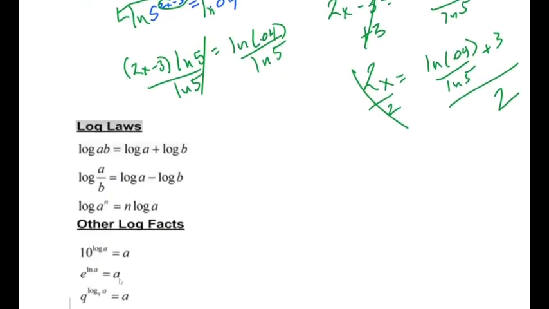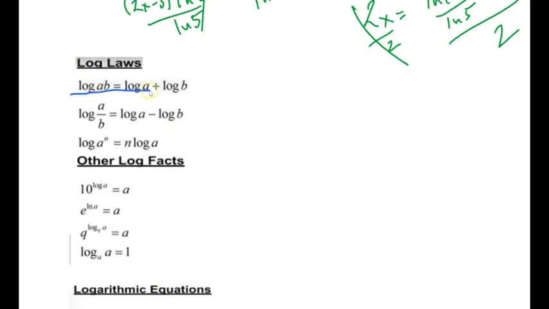Okay, let's go over some common log rules. Log A plus log B. If you're adding 2 logs, you're multiplying them. If you're subtracting 2 logs, you're dividing them. And then this one, my favorite, if you have an exponent, you can move it to the front. Or vice versa. If it's in the front, you can move it as an exponent. Again, this comes up a lot.